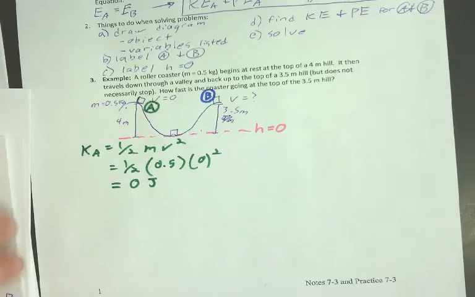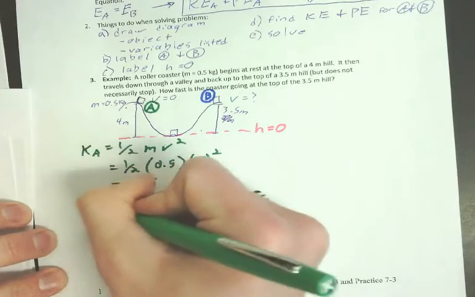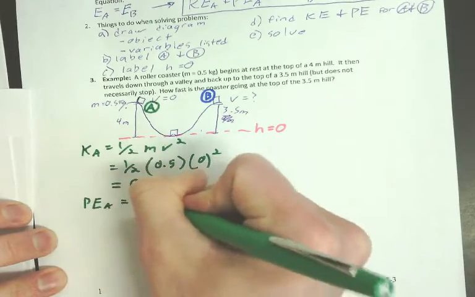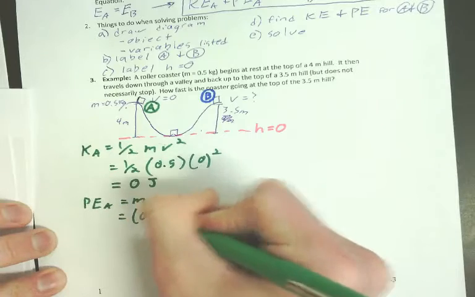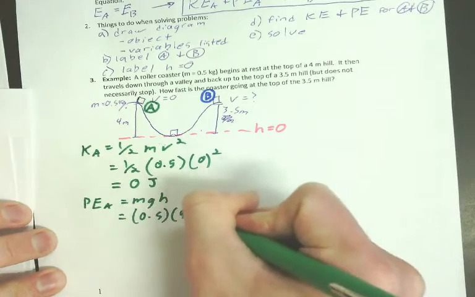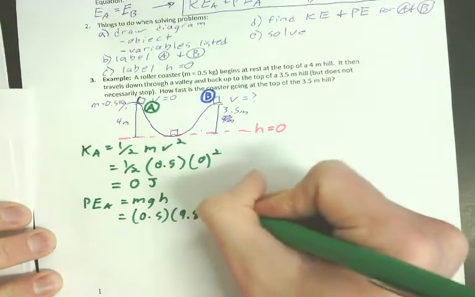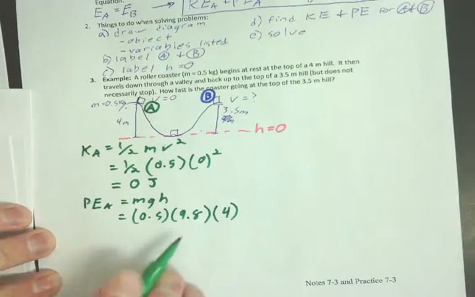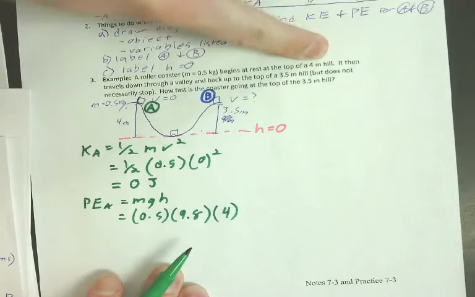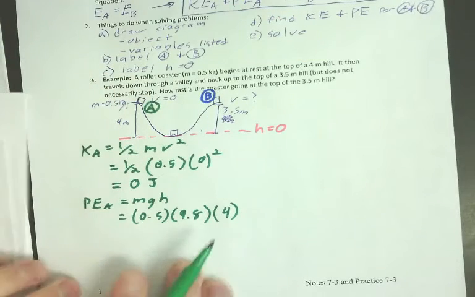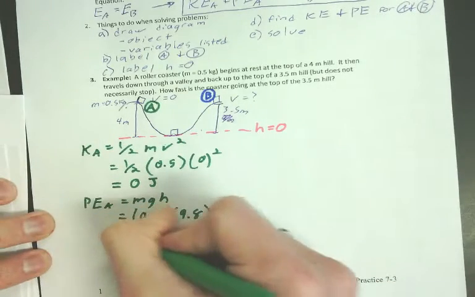Okay, now I'm going to do the potential energy at A, which is mgh. Mass is 0.5. G is 9.8 unless I say otherwise. Height is 4. And if you're wondering why I used the height of 4, it's because that's what I called A, the top of the 4-meter hill. So it's 4 meters above 0. And when I multiply that out, I get 19.6.